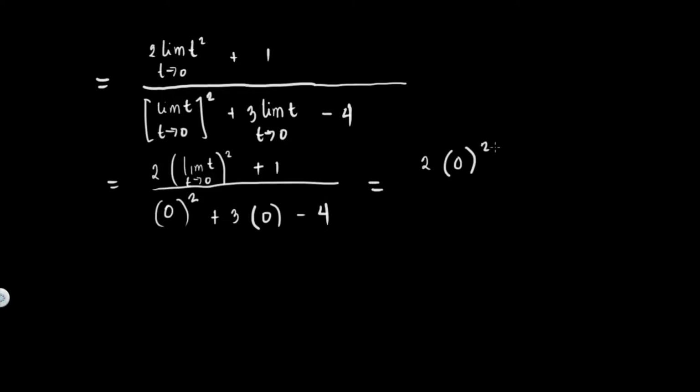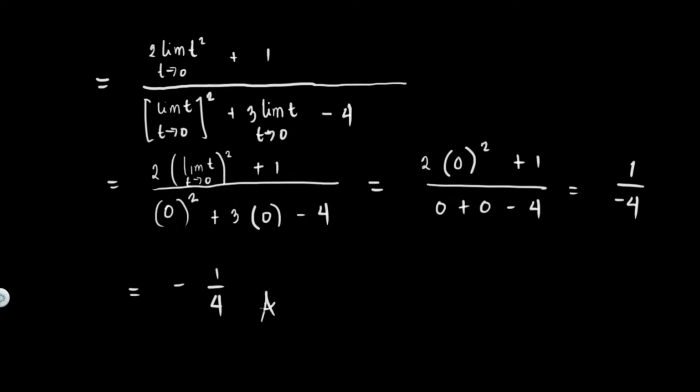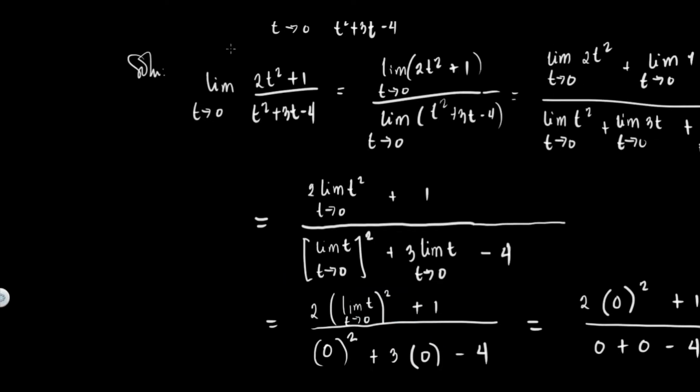I-square mo pa kung gusto mo. Plus 1. Then 0 plus 0. O, lagay na rin natin, 0 plus 0 minus 4. So, this is equal to 1 over negative 4 or minus 1 over 4. So, this is your final answer. So, negative 1/4 is the limit of this, no?